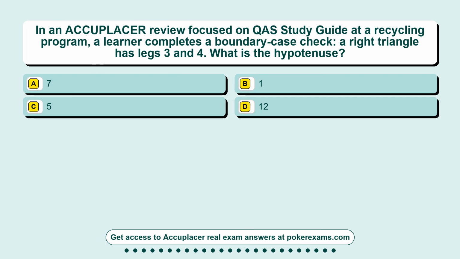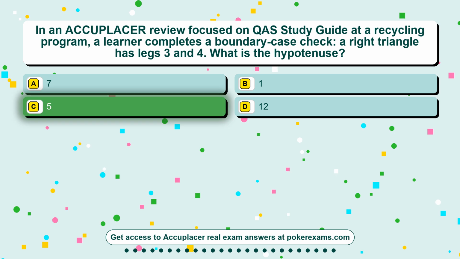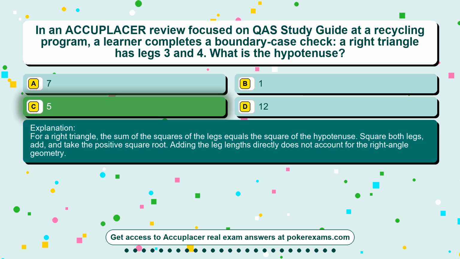Question 14. In an ACCUPLACER review focused on QAS study guide at a recycling program, a learner completes a boundary-case check. A right triangle has legs 3 and 4. What is the hypotenuse? Option A 7, option B 1, option C 5, option D 12. The correct answer is option C, 5. For a right triangle, the sum of the squares of the legs equals the square of the hypotenuse. Square both legs, add, and take the positive square root. Adding the leg lengths directly does not account for the right-angle geometry.